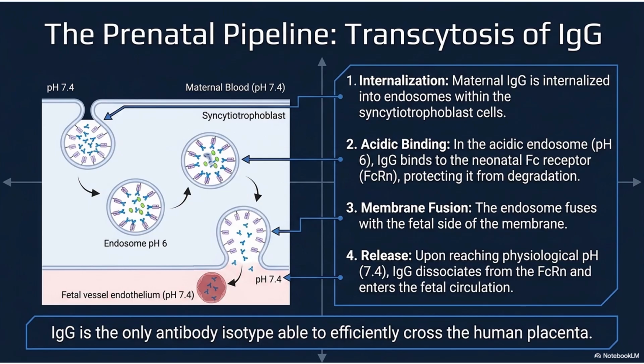And notice the takeaway at the bottom. IgG is the only antibody isotype that can efficiently cross the human placenta. That is why maternal vaccination strategies against pertussis and tetanus, for example, are timed to the third trimester, when IgG transfer to the fetus is especially important. The goal is to maximize the amount of protective IgG ferried across to protect the baby during the first vulnerable months of life.